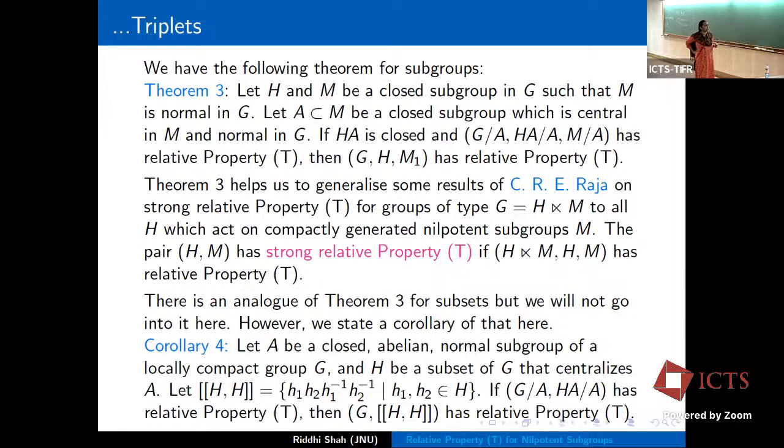So this is one corollary of that result. Let A be a closed abelian normal subgroup of a locally compact group G, and H a subset of G that centralizes A. Let the double bracket [[H, H]] be the commutator set for H as defined. If (G/A, HA/A), where HA/A is just any subset of G/A, has relative property T, then (G, [[H, H]]) as a subset has relative property T.